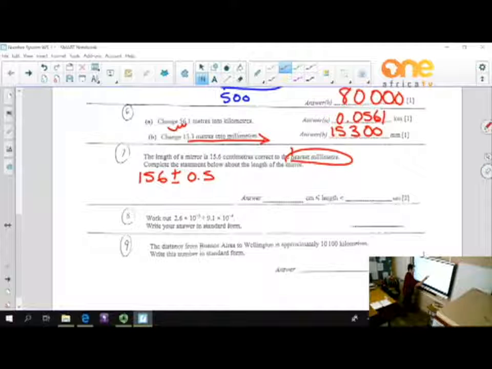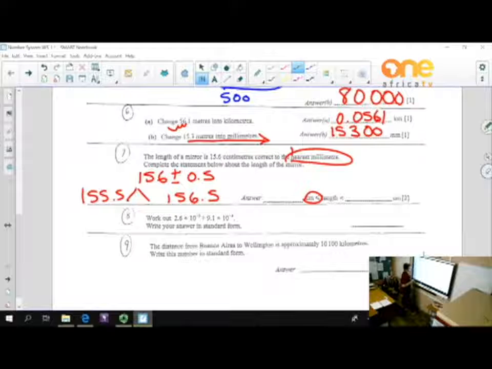And this is those lower and upper bounds. So now you add or subtract that, which makes it now 156.5 or 155.5. And then you will see the answer is given in centimeters. So I'm going to change now just back to centimeters, which will make it 15.55. And this one in centimeters, 15.65. Question 8. Write your answer in standard form.